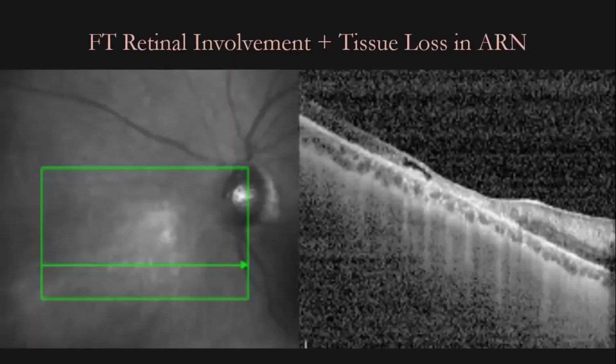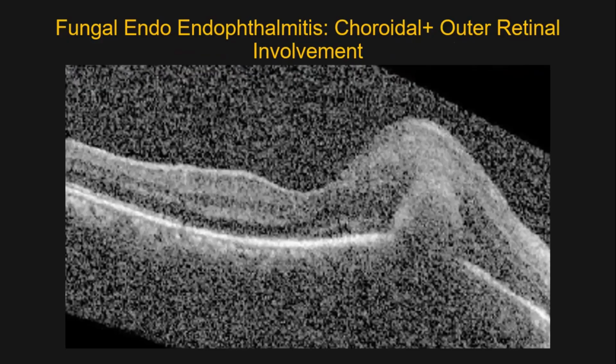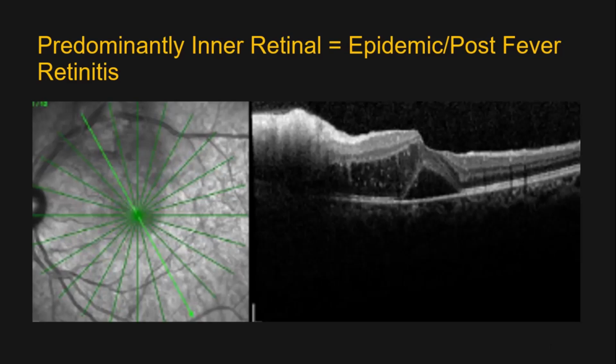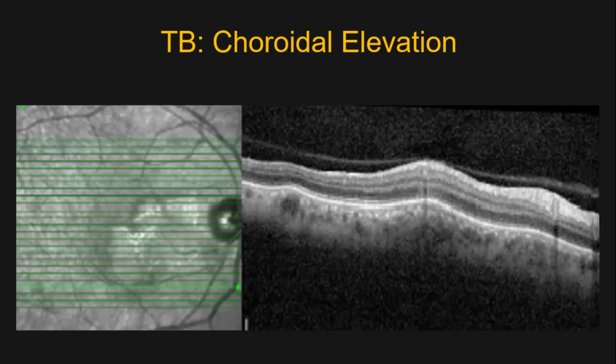Yes, as you see, there is a tissue loss, the full thickness retinal involvement in ARN. As we highlighted earlier in the diagnostic dilemma article, in fungal endophthalmitis, there will be choroidal involvement, but there will be outer retinal involvement. So this is again going to be helpful in fungus versus toxoplasma. Predominantly inner retinal, as I said, think of post-fever retinitis, like your rickettsial infections, predominantly inner retinal involvement. The TB, again, there will be choroidal, more of chorioretinal rather than a retinochoroidal involvement.